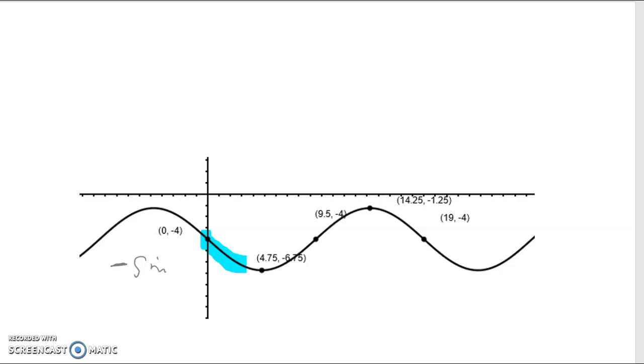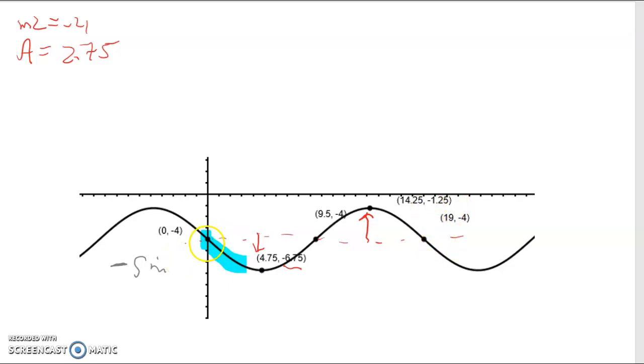Now we can get into the arithmetic. Let's see. It is clear that my midline is at negative 4. And to go from negative 4 up to negative 1.25, or to go from negative 4 down to negative 6.75, my amplitude is 2.75. Keep in mind, amplitude is always a positive number because we're talking about a distance. We've got our midline, we've got it's a sine, we've got our amplitude. All we need left is the period.